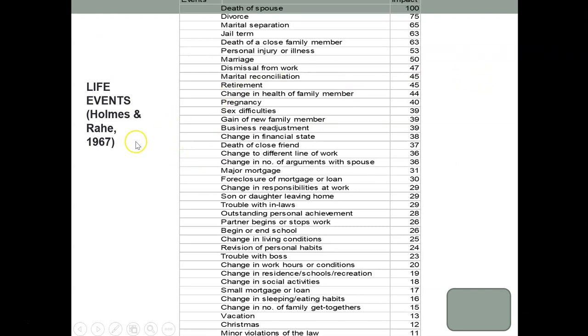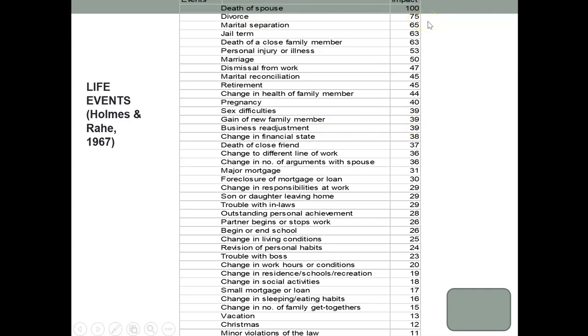This is the Holmes and Rahe Social Readjustment Scale. It was published in 1967. Participants go through this list and they check the number of things that they've experienced within the past 6 months. And then they get a score for each of these events. So you can see if you've had a business readjustment, you get a score of 39. Divorce, a score of 75.